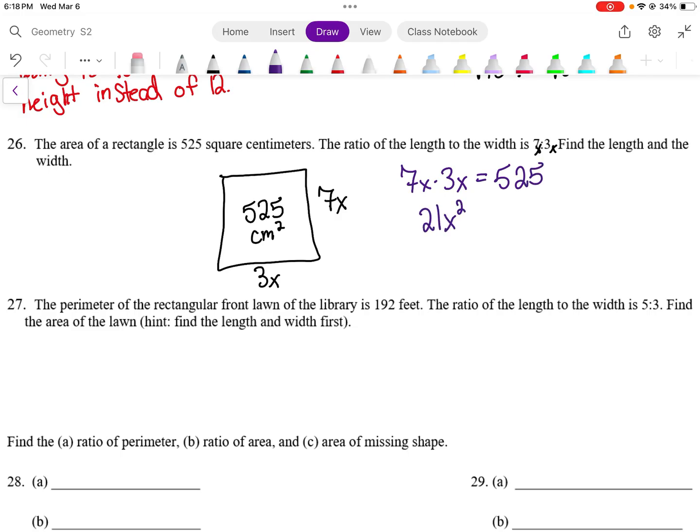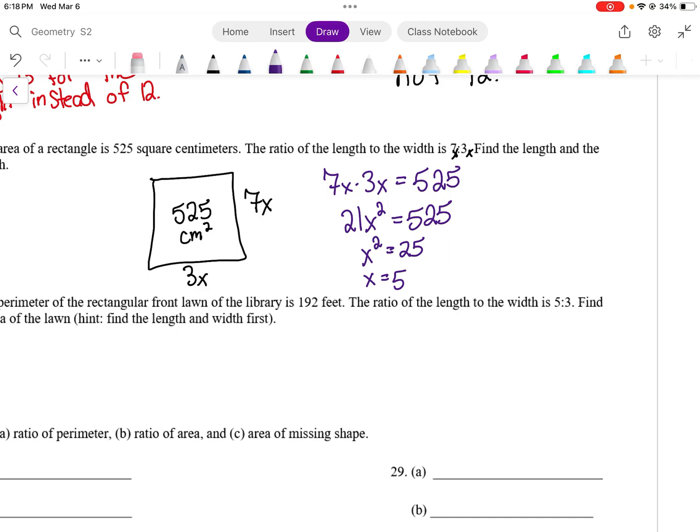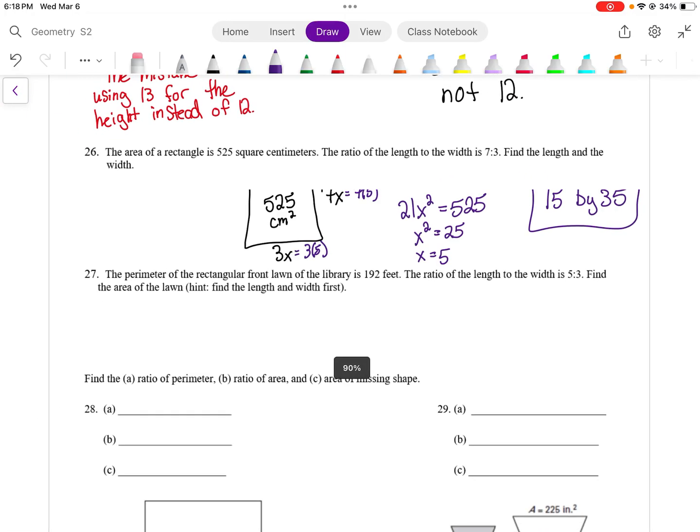525. That would give us 21x squared equals 525. When we divide both sides by 21, we get x squared equals 25, and the square root would tell us x is 5. So the length and the width, we would just plug in this 5 here, and that would give us 15 by 35 for our answer.